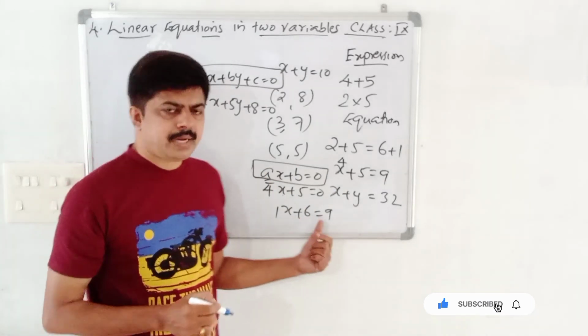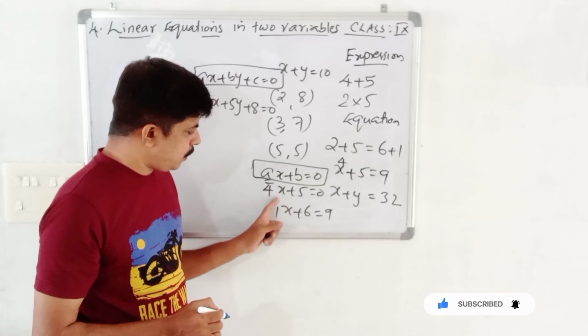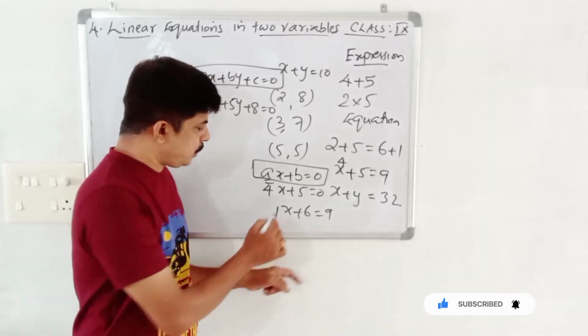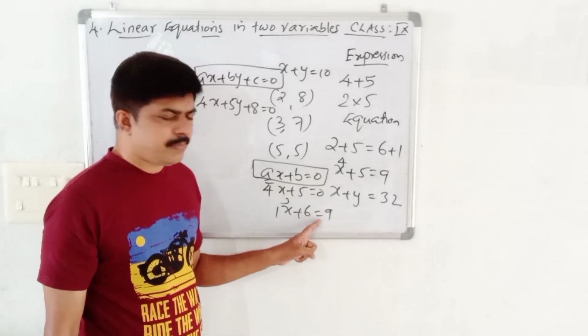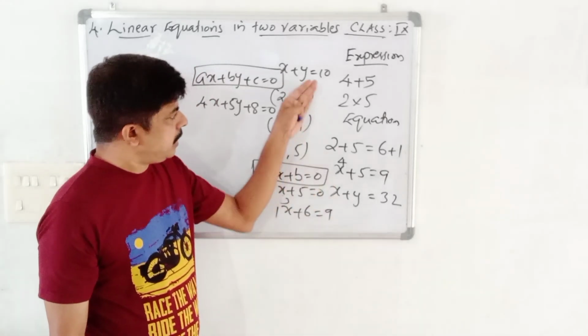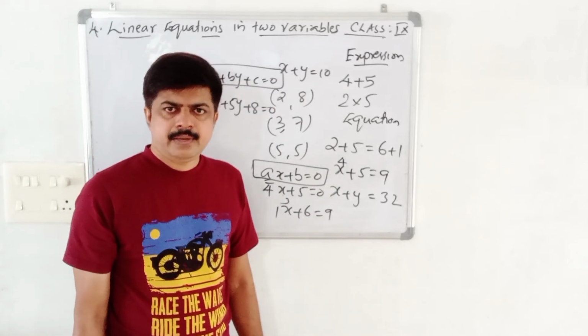A linear equation in one variable has only one solution. Just an example, x plus 6 is equal to 9. For what value of x will we get the answer 9? We know that x is equal to 3. 3 is the one solution. Therefore, a linear equation in one variable has one solution. We have already learned that a linear equation in two variables has infinite solutions.